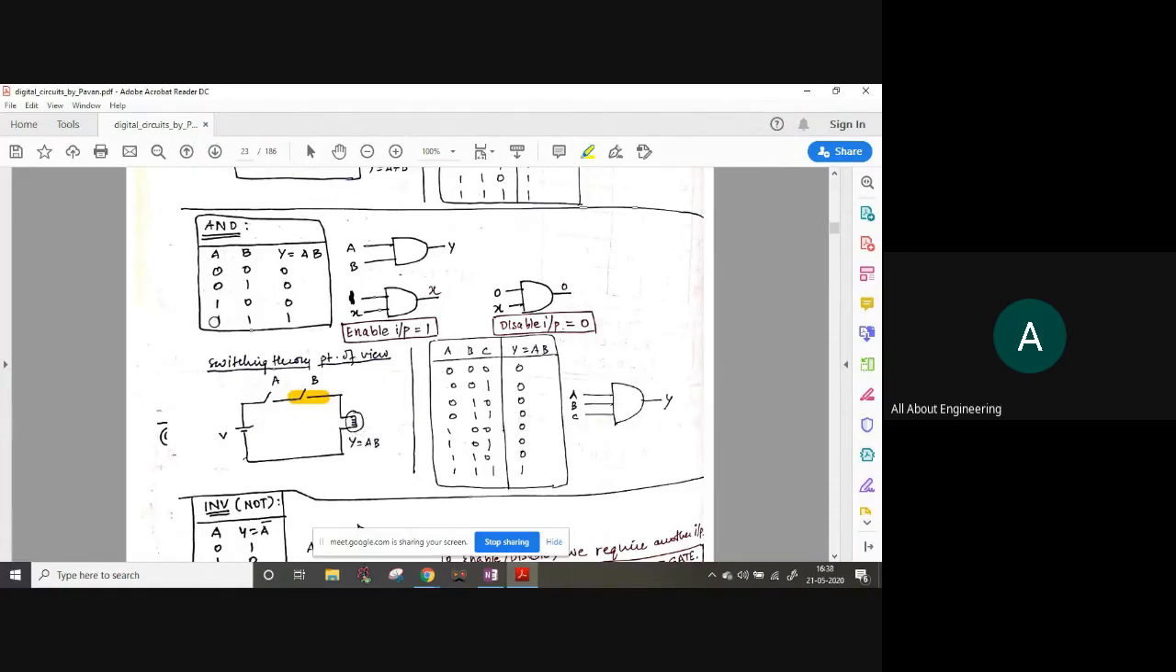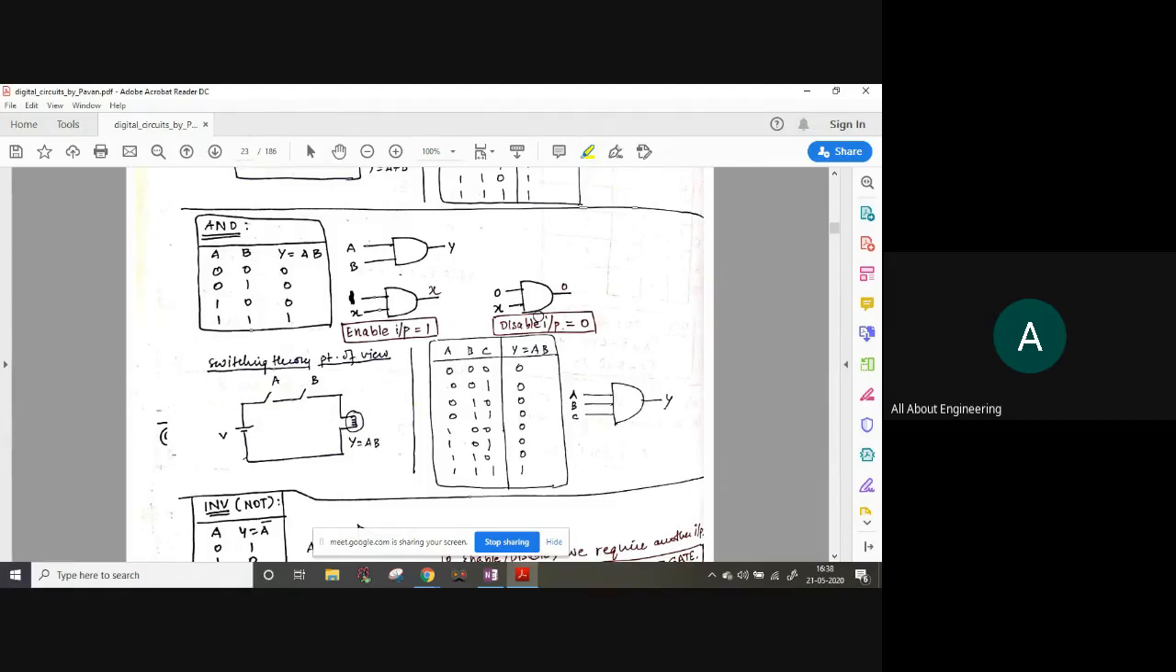Now if you look here, because it is a series connection, only if both the switches are closed will there be a current flow in the circuit and the bulb will glow. So the output will be 1 only if both are 1. So this is the operation of AND gate.